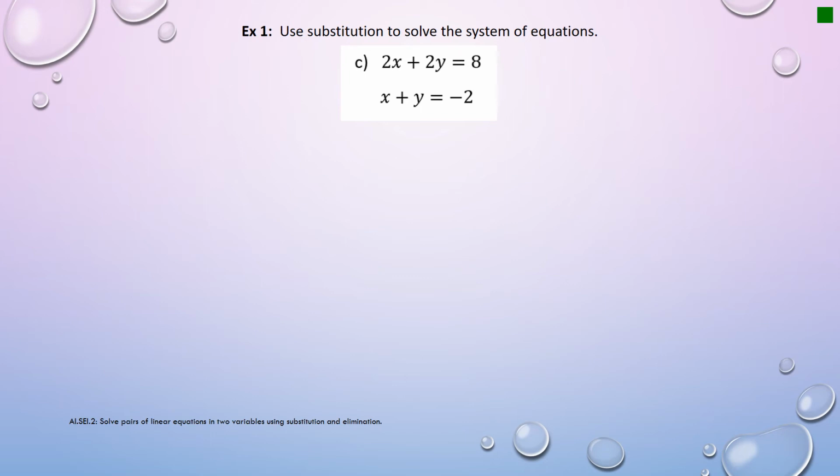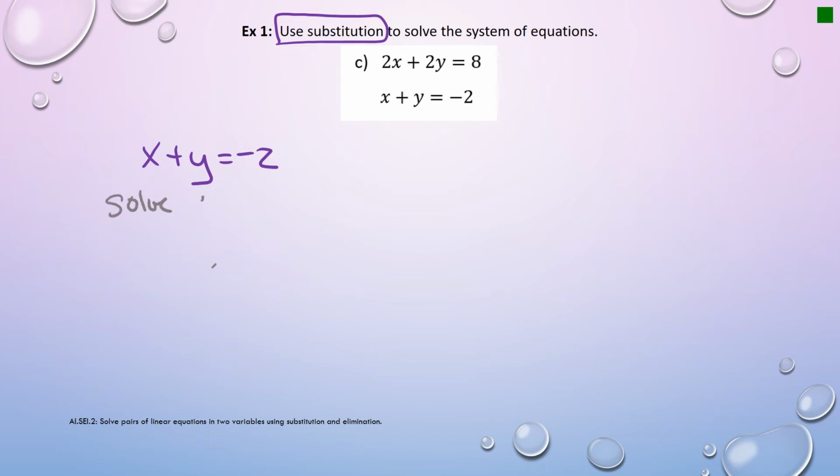Do you see a variable alone? Oh, no. But you must use substitution because the directions say so. So you can't do x or y equals a number. I know what to do. We're going to take x plus y equals -2. And what are you going to do, Linda? We're going to subtract the y and get x equals -2 minus y.